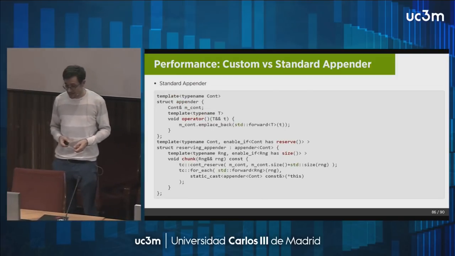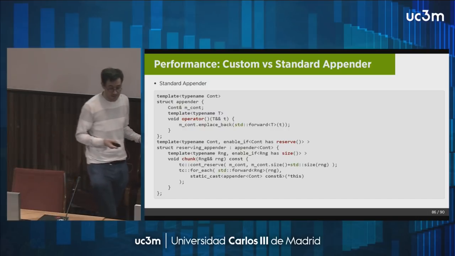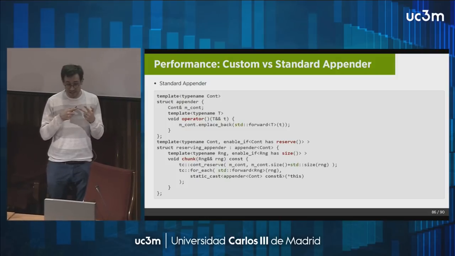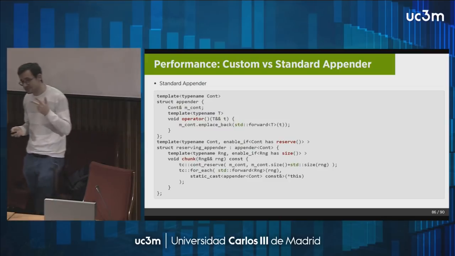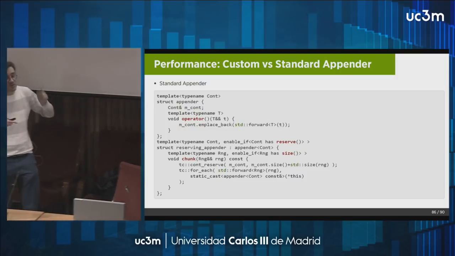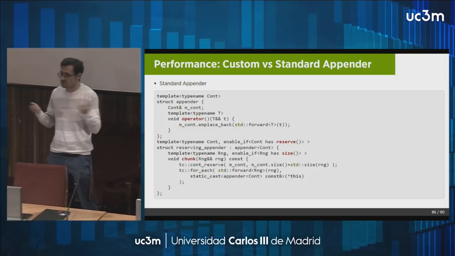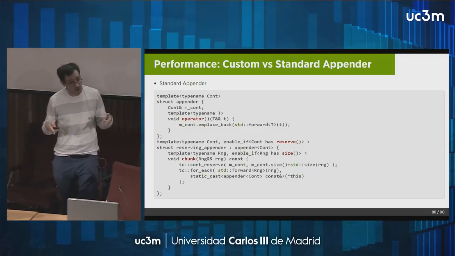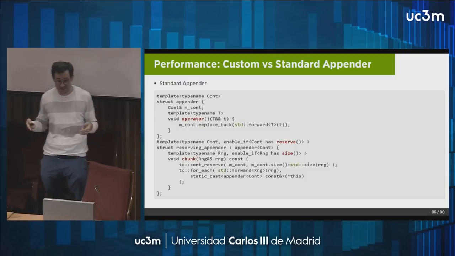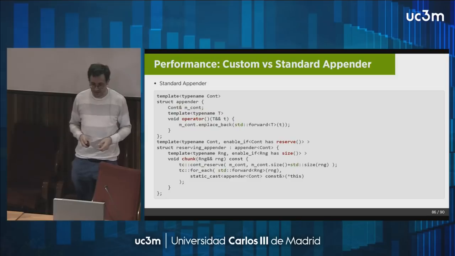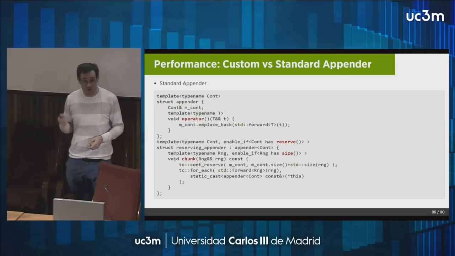Okay, now our standard appender does this. It reserves. And then it does an emplace back repeatedly. Now the problem is with the emplace back, each time you insert a character, you have to make sure that you don't overrun your buffer. Because of course you don't know how much memory there is, right? The appender, the reserving appender knows, because it actually did the reserve. But once the appender is called and you are inside where emplace back is called, you don't know anymore. Okay?